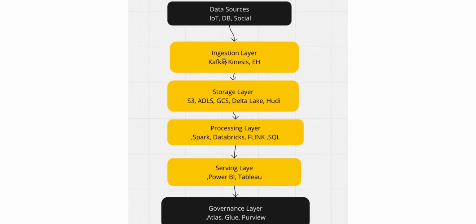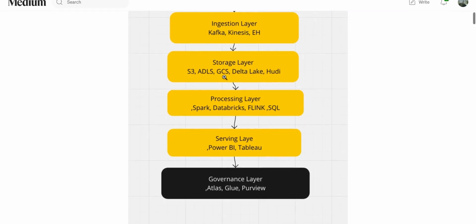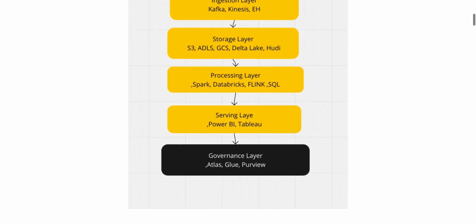Okay, so the next part is the storage layer. As you know, 5 or 10 years back Hadoop came, and then the cloud came into the picture. Nowadays most people are storing data in S3 or Google Storage. Similarly, Azure has the storage ADLS and GCS. And the format of the table on top of this, they call Delta Lake format, Hoodie format, Iceberg. This is very much the industry standard.